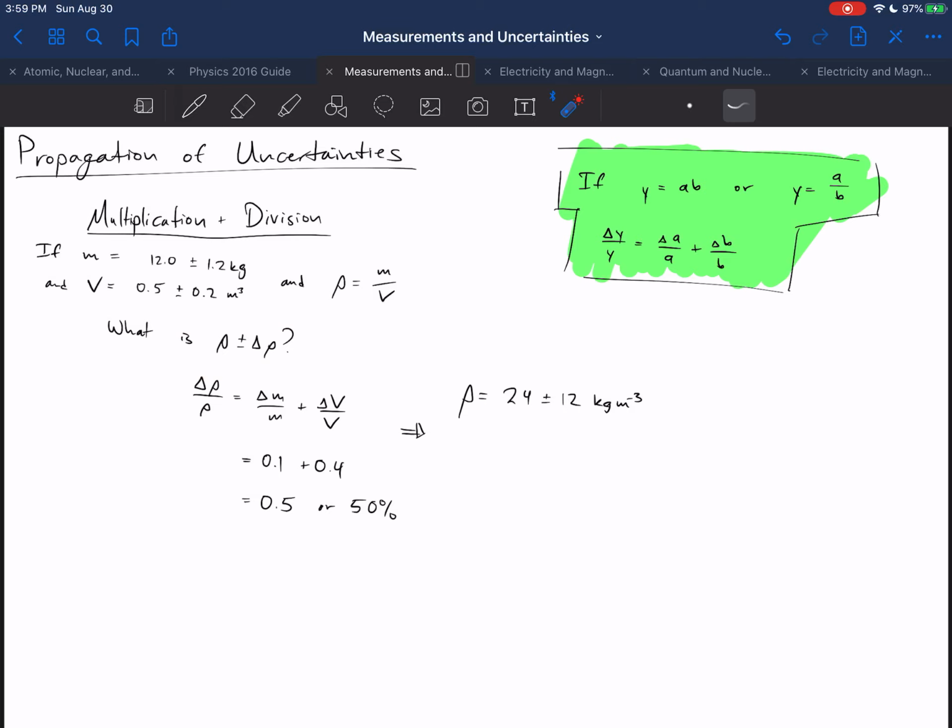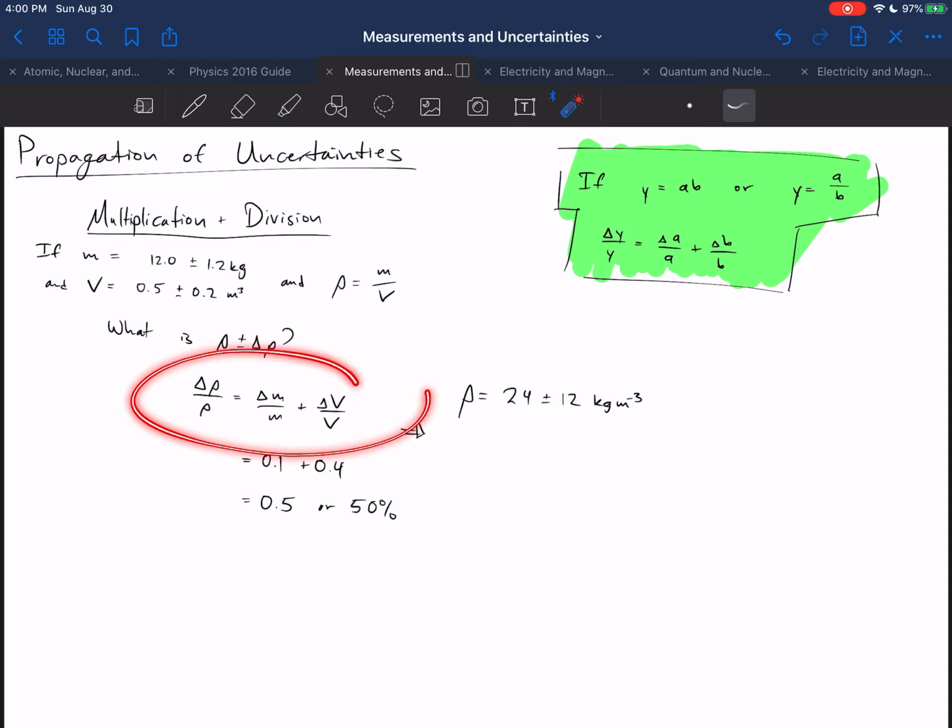Well, quite obviously, we can't do what we did just before. There's no way to add 1.2 kilos to 0.2 meters cubed. That doesn't make any sense. What we do instead is find the relative uncertainty. This is sort of the next best thing. We find the relative uncertainty of 1.2 kilos compared to 12 kilos, and the relative uncertainty of 0.2 meters cubed to 0.5 meters cubed, and add them. That's straightforwardly how you propagate uncertainty through multiplication or division.